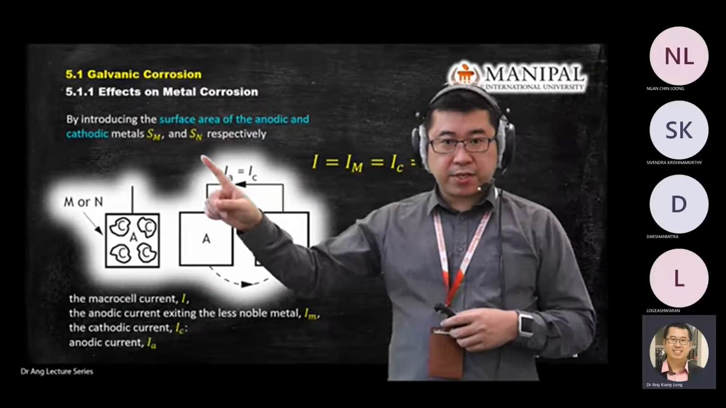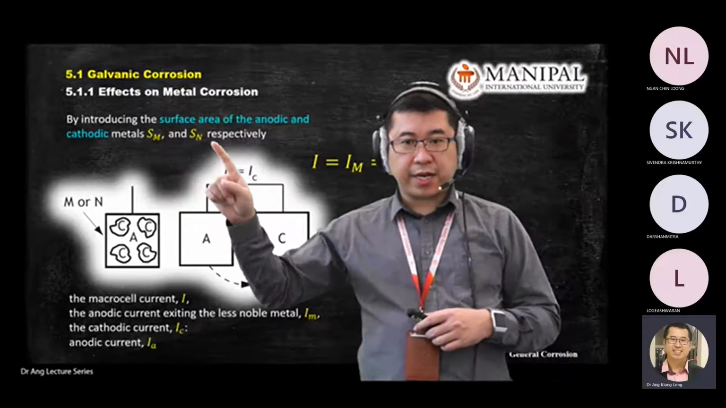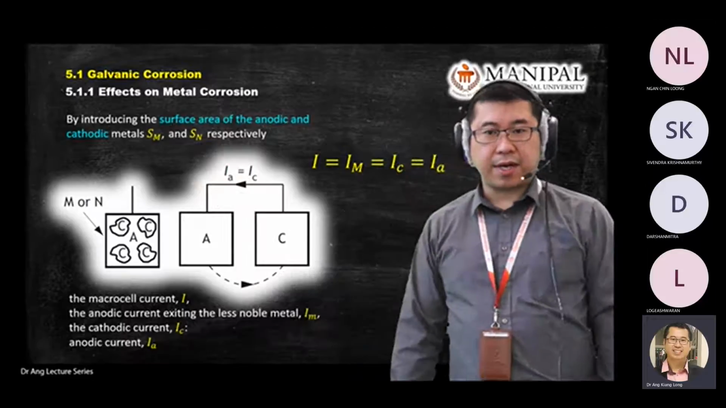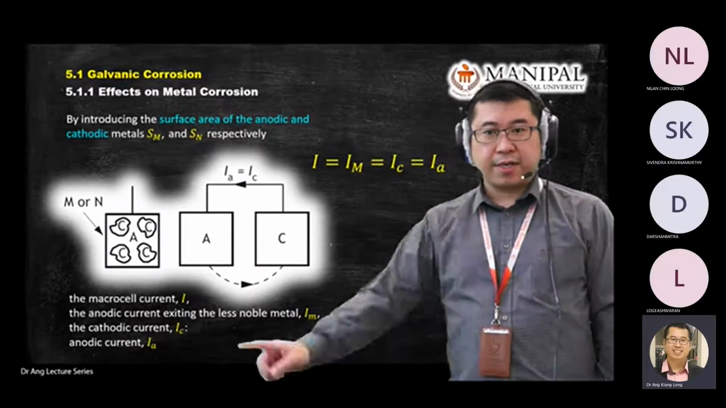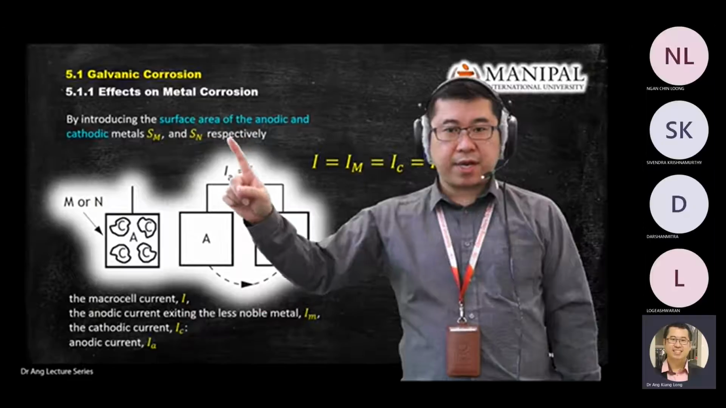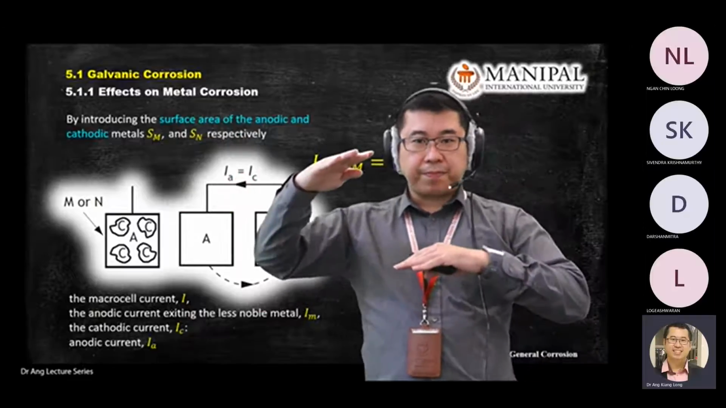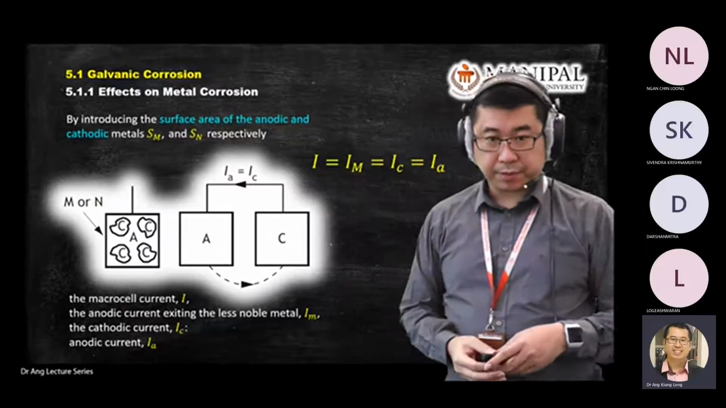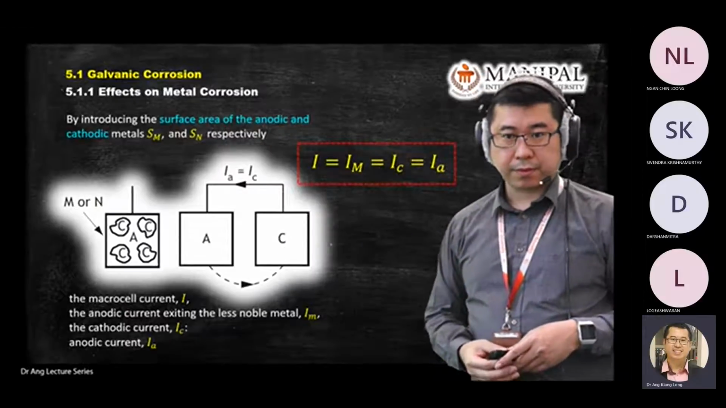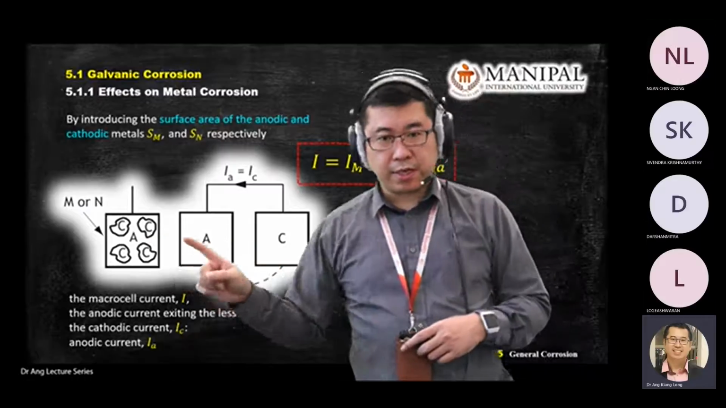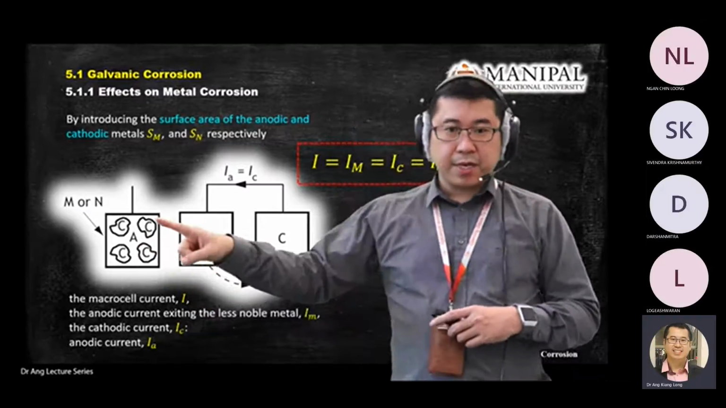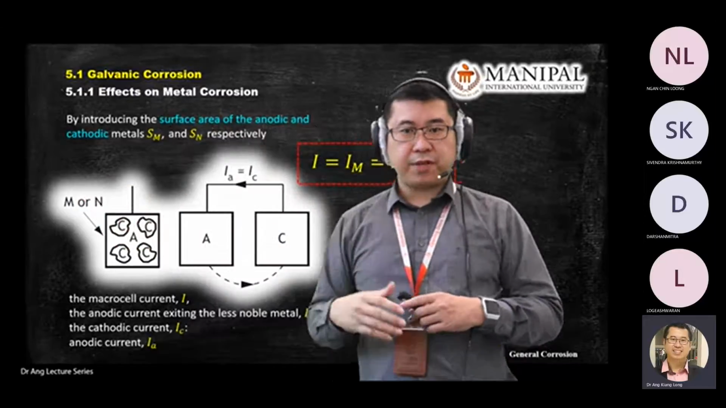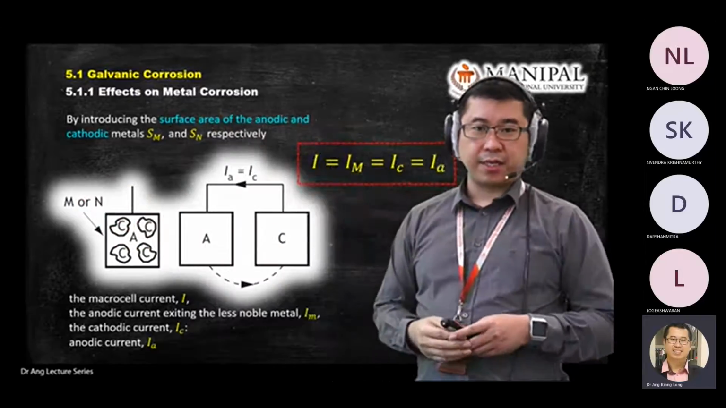And then the surface of anode and cathode. M is anode, N is cathode. So this is M, this is N, right? For these PowerPoint slides, as long as you see M and N metal, N always refers to the higher nobility.